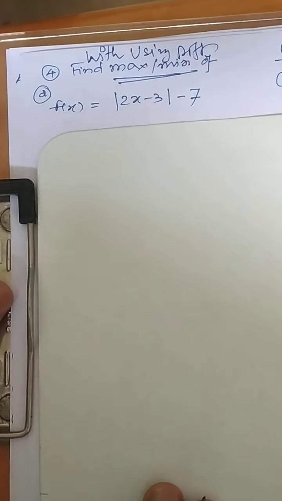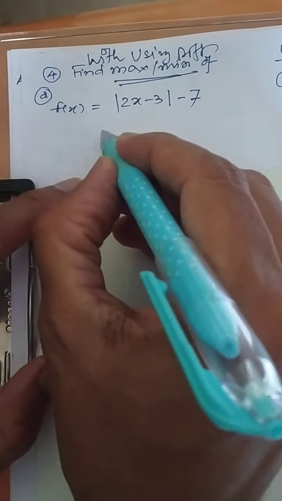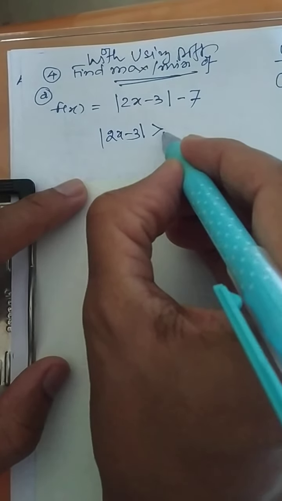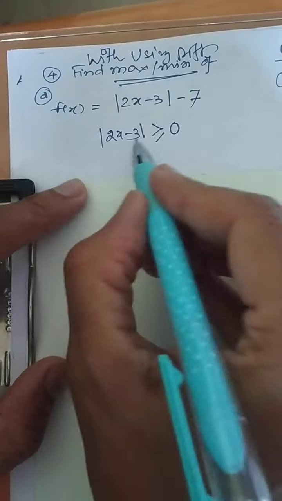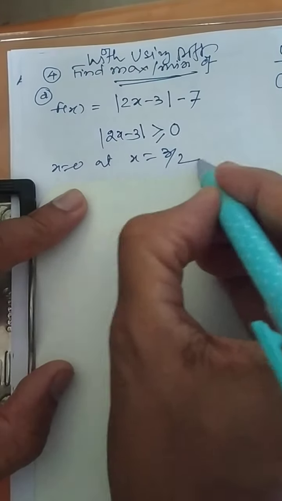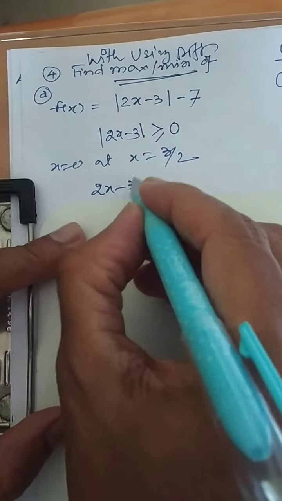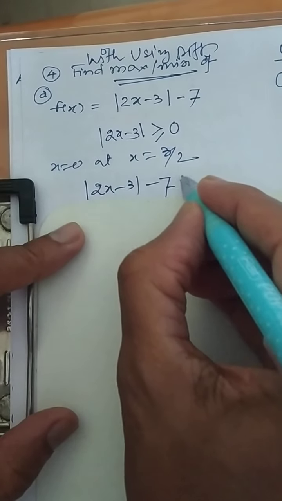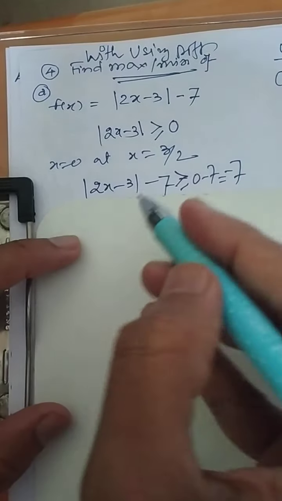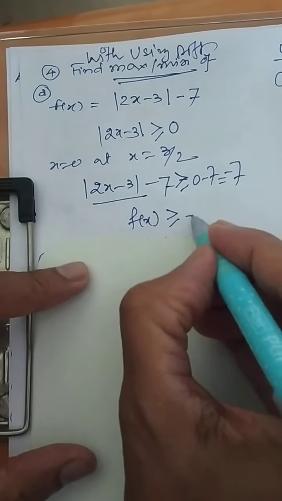But whenever a function is more complicated, we are not going to use this method. Now how is this method used? Let us look at that. So 3x minus 3 will be greater than or equal to 0. It will be equal to 0 at x equal to 3 by 2, so this expression is always non-negative. Now for 2x minus 3, I subtract 7 on both sides, so I get minus 7 on the right side. This is nothing but your f of x. f of x is greater than or equal to minus 7.